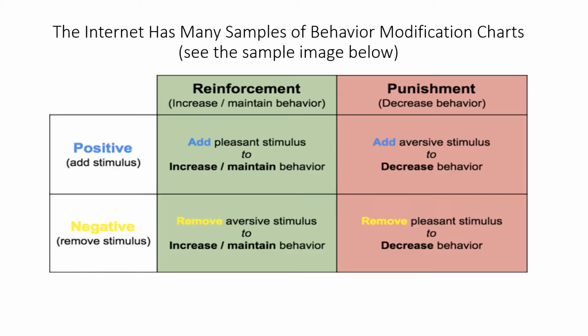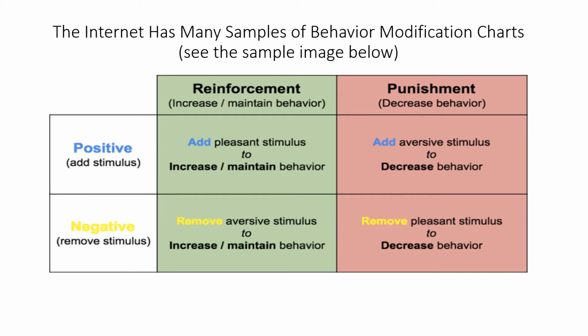So this is a chart that shows the positive and negative stimuli that are either added or removed, and whether they increase or maintain the behavior, or whether they decrease the behavior. So if you're looking at positive reinforcement, you add a pleasant stimulus to hopefully increase or maintain a behavior. For punishment, you would add an aversive stimulus to decrease the behavior, such as the spanking for the bully.